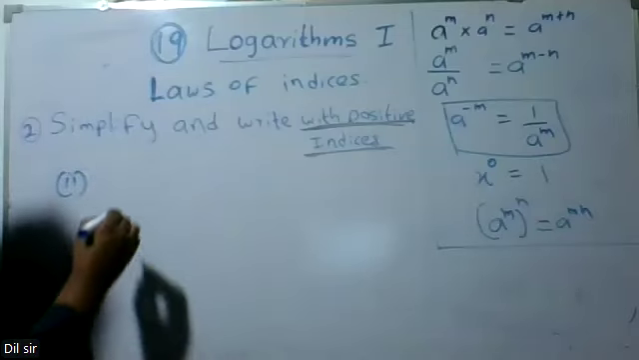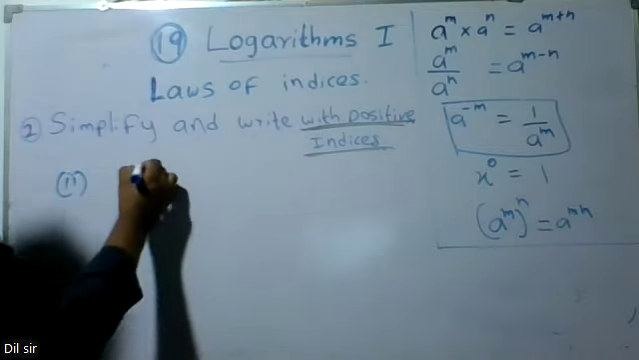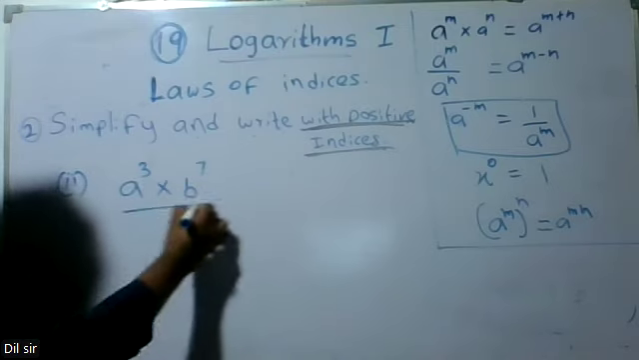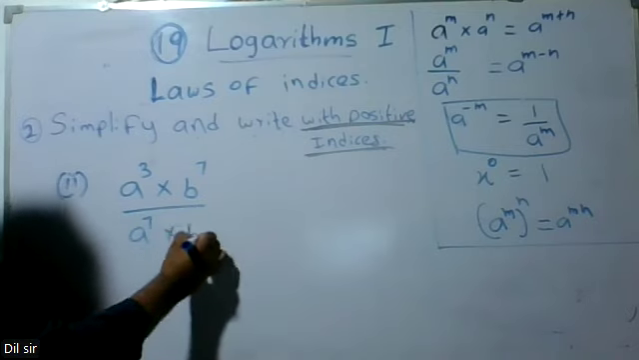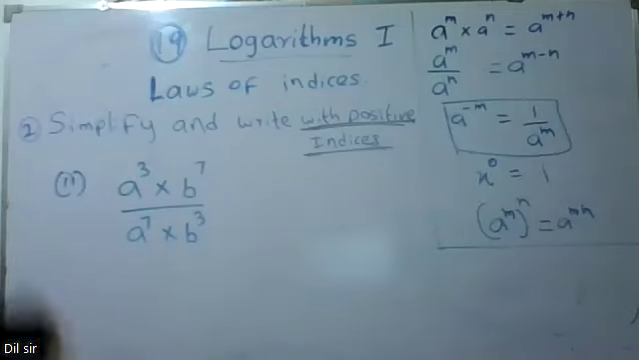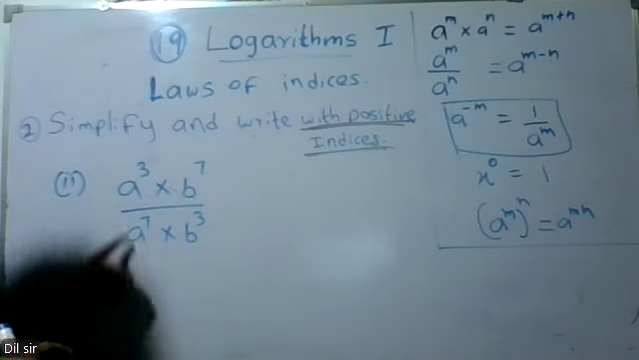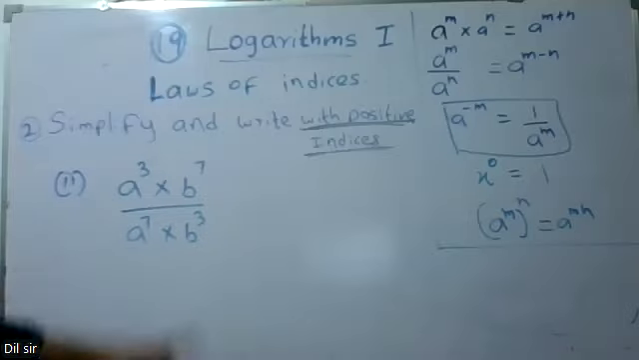Second of second. a to the power 3 times b to the power 7 over a to the power 7 times b to the power 3. Right. Two different bases are there, a and b. These two can be simplified because they have the same base.